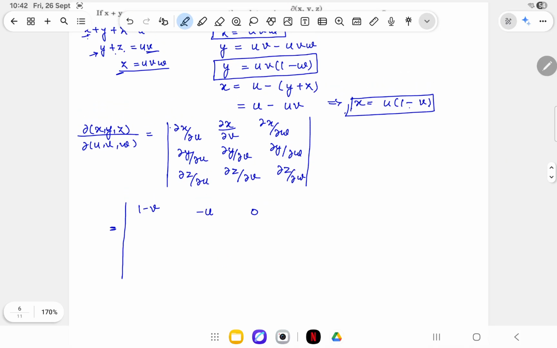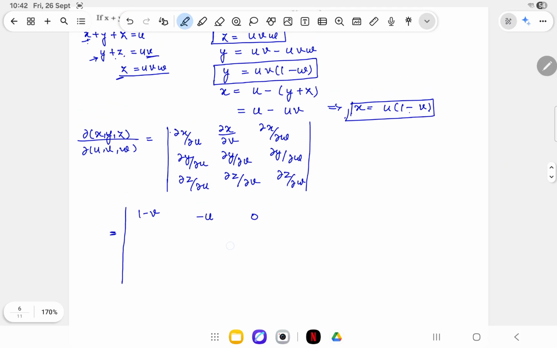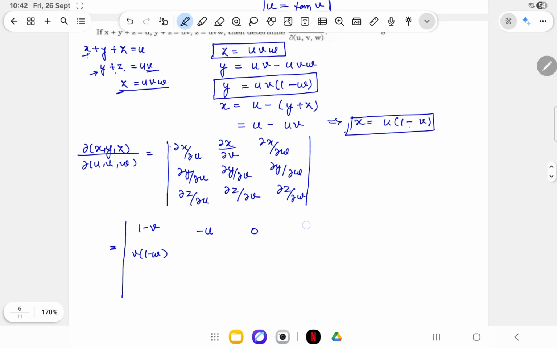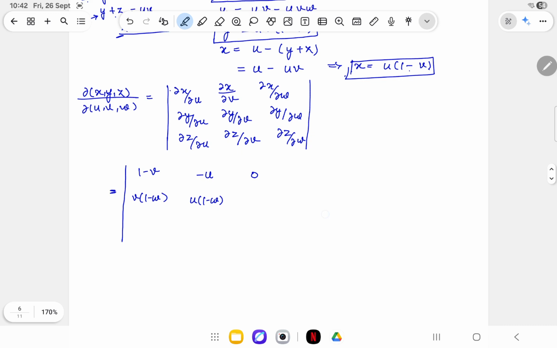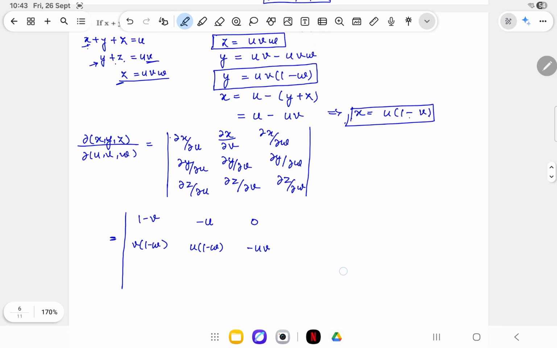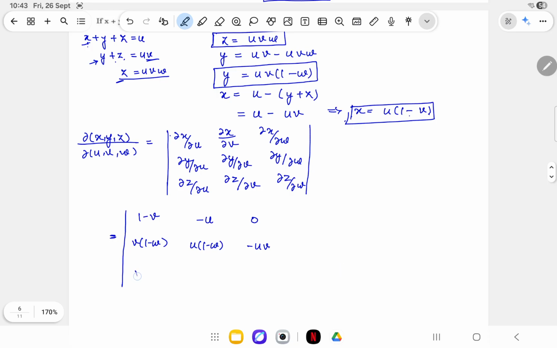Likewise, I can find ∂y/∂u, which will be v(1 − w), ∂y/∂v will be u(1 − w), and ∂y/∂w will be −uv. Likewise, ∂z/∂u will be vw, ∂z/∂v will be uw, and ∂z/∂w will be uv.